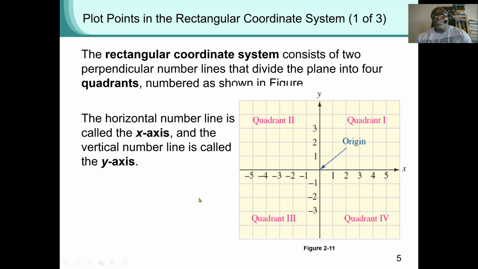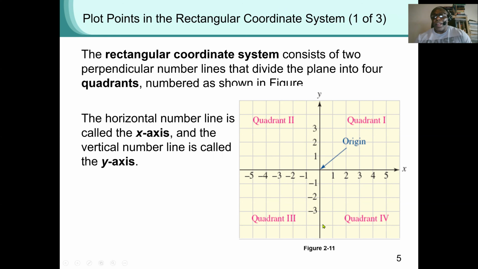A rectangular coordinate system normally consists of two perpendicular lines that divide the plane into 4 quadrants. We can see the graph here, we have 4 quadrants. In quadrant 1, the x value is positive, and the y value also is positive. In quadrant 2, the x value is negative, and the y value is still positive. In quadrant 3, the x value is negative, and the y value also is negative. And in quadrant 4, x will be positive, but y will be negative.